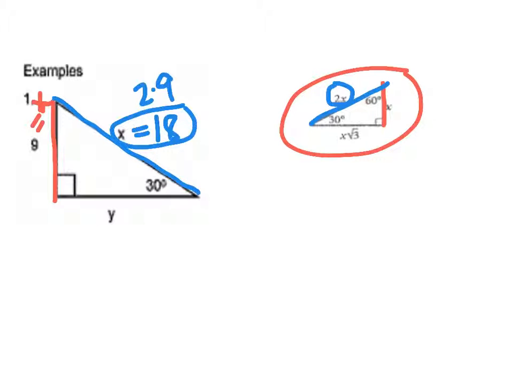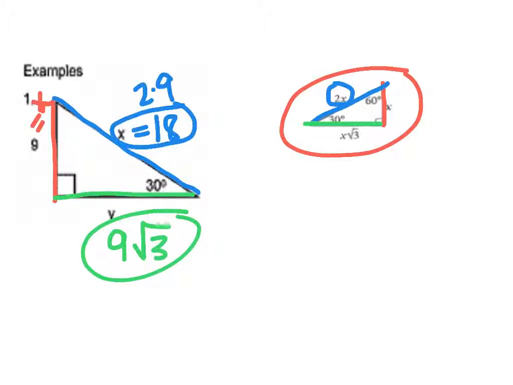Okay, the long leg is the bottom here. The long leg is x times the square root of 3, and x is the short side. So I can take the short side, which is 9, times the square root of 3, and that's it.